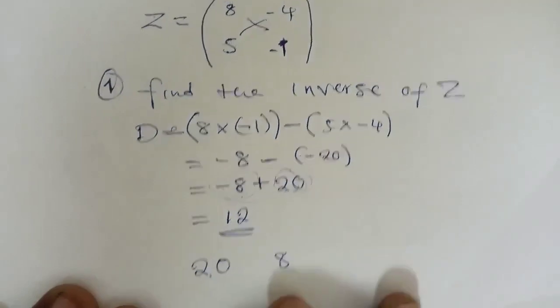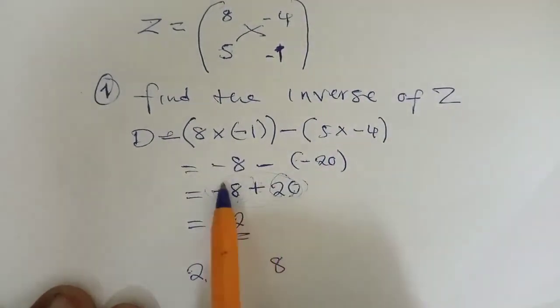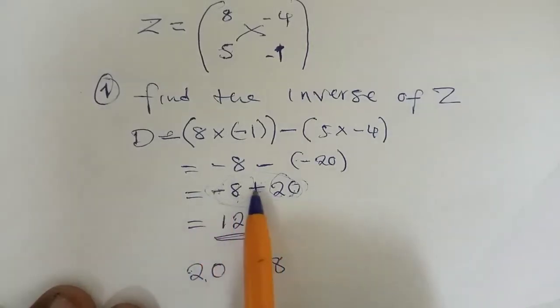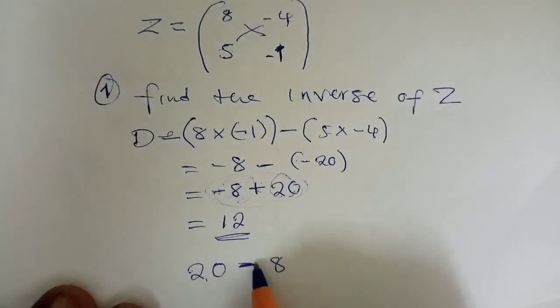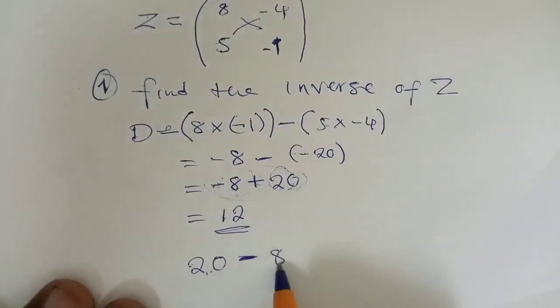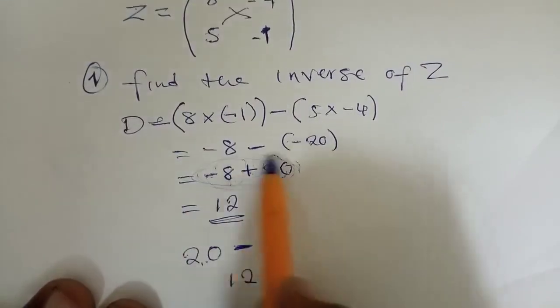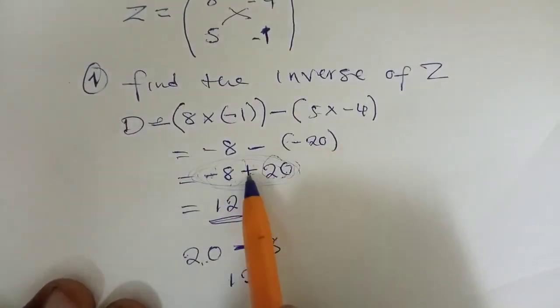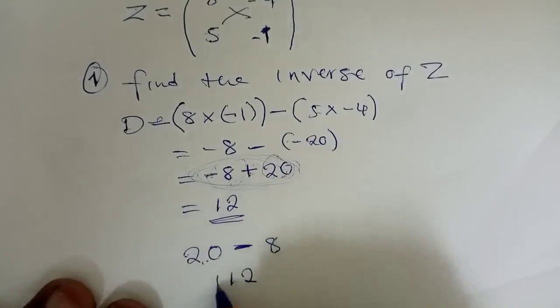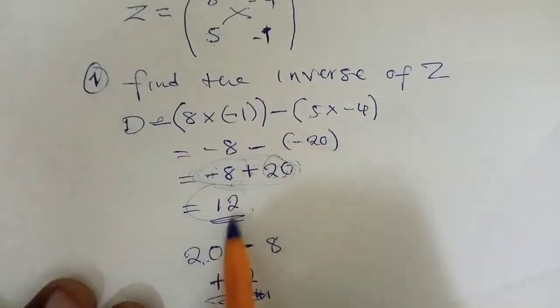Then you multiply their signs. Negative times positive is negative, so you put the negative sign here. Then you say 20 minus 8, which is 12. Then you come to the original question and get the sign of the bigger number, which is positive, so it is 12. This is how I got this 12.